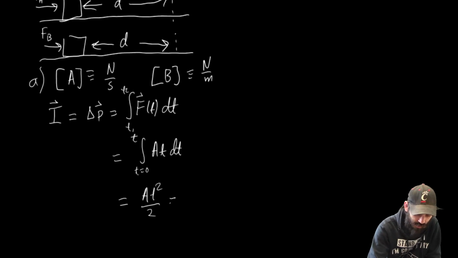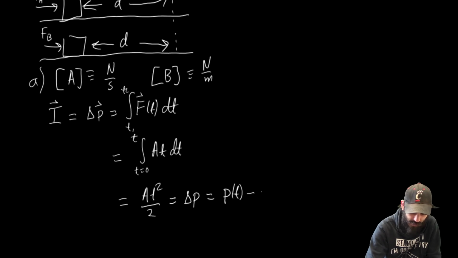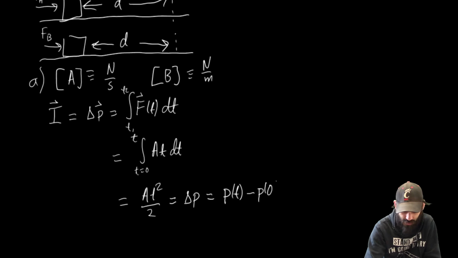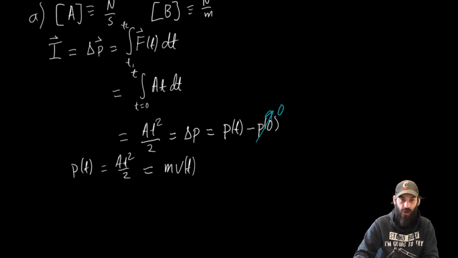Okay, and this is going to be equal to the change in momentum. Now we said that we start with some velocity of 0, and so really this is going to be p as a function of time minus p at t equal to 0, but we're saying that this term is 0. Okay, so we have then that our momentum as a function of time is going to be equal to A t squared divided by 2. But we know that our momentum is just going to be our mass times velocity, and we're assuming that this is going to be something that has a constant mass.